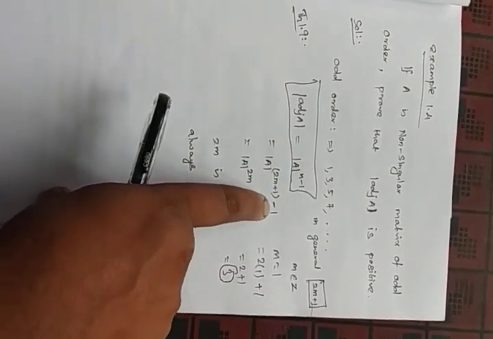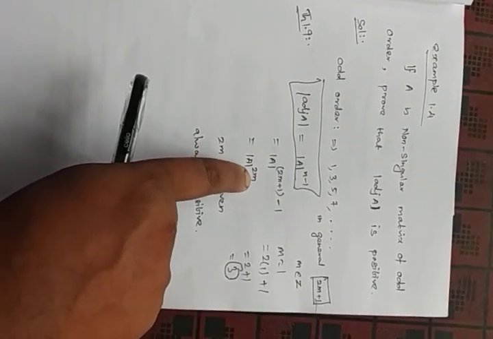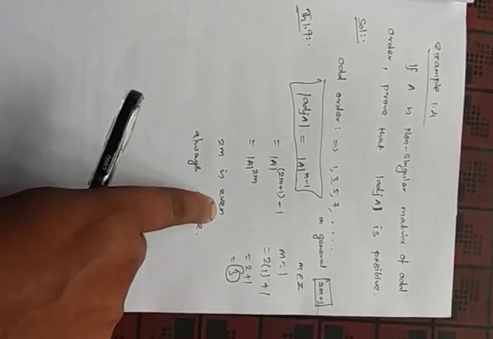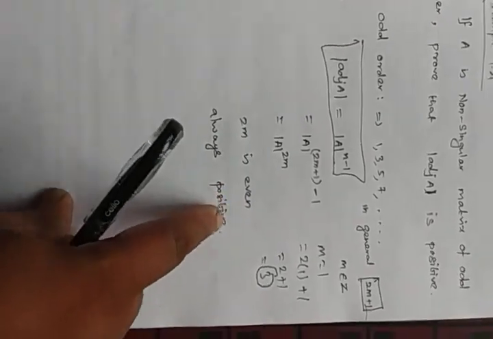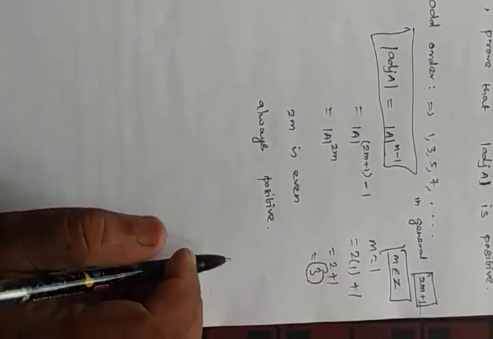The formula has minus 1, so plus 1 minus 1 get cancelled now. Determinant A power is what? 2m. The power 2m is nothing but even, since we are already saying that m is an integer, m belongs to Z.